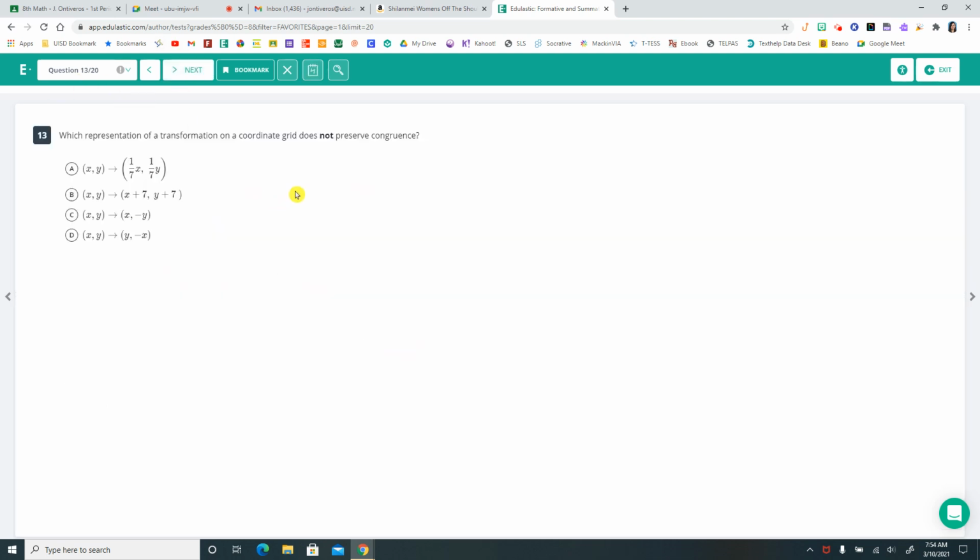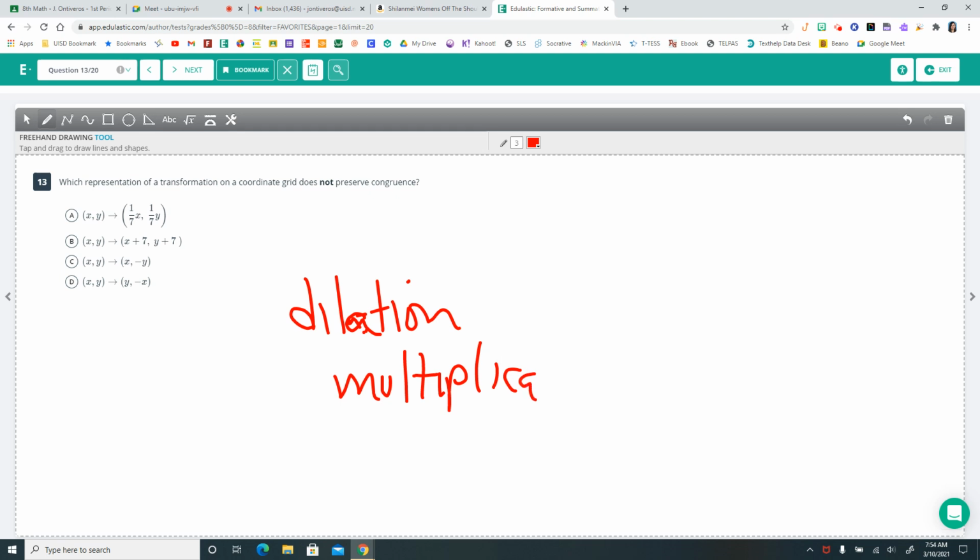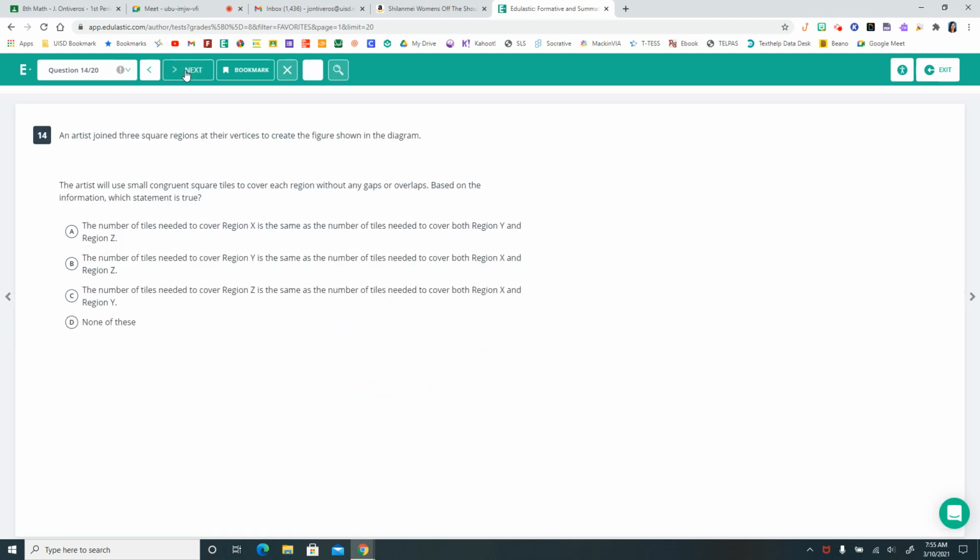Okay, on this one, which one does not preserve congruency? So notice that dilation is the only one that does not preserve. So anything that's multiplied, dilation is multiplication. Which one of these answer choices represents multiplication? Okay, so which one do you have a number multiplied with the x and a number multiplied with the y? It could also be fractions.